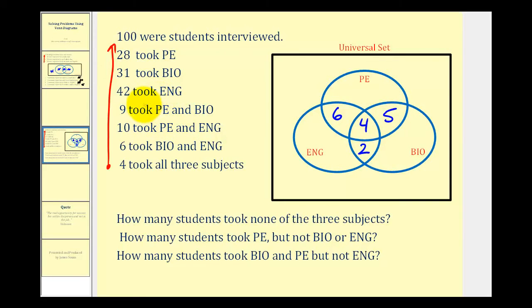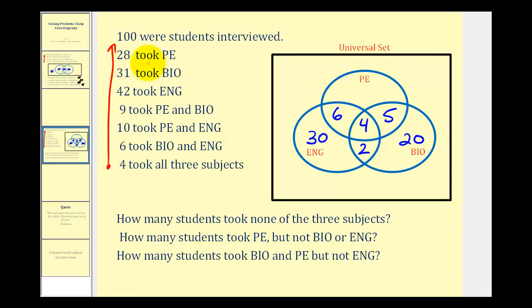42 took English, so the number of students in this entire region here must be 42. Again, notice that 12 have already been accounted for, leaving 30 that take only English. And then 31 took biology. Well, again, notice that this region here is biology. 5 plus 4 plus 2, or 11 students are already accounted for, leaving 20 in this region here.